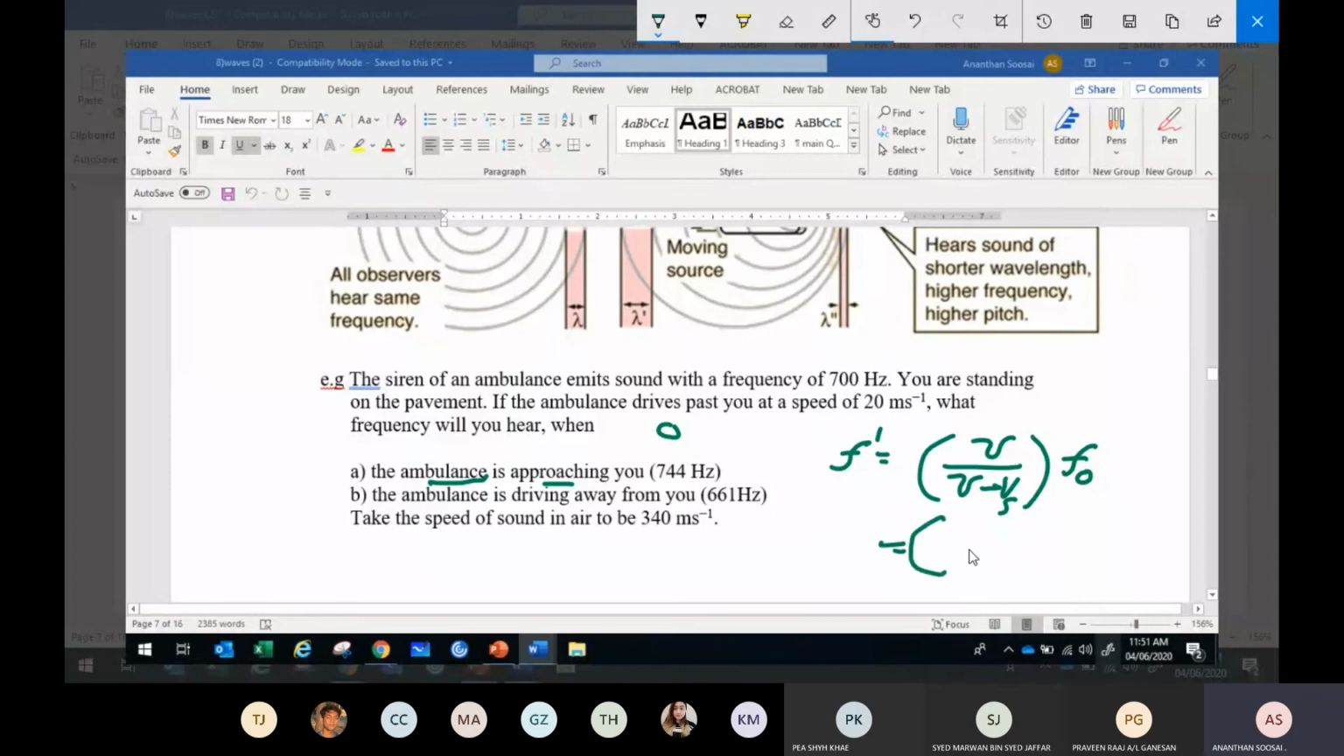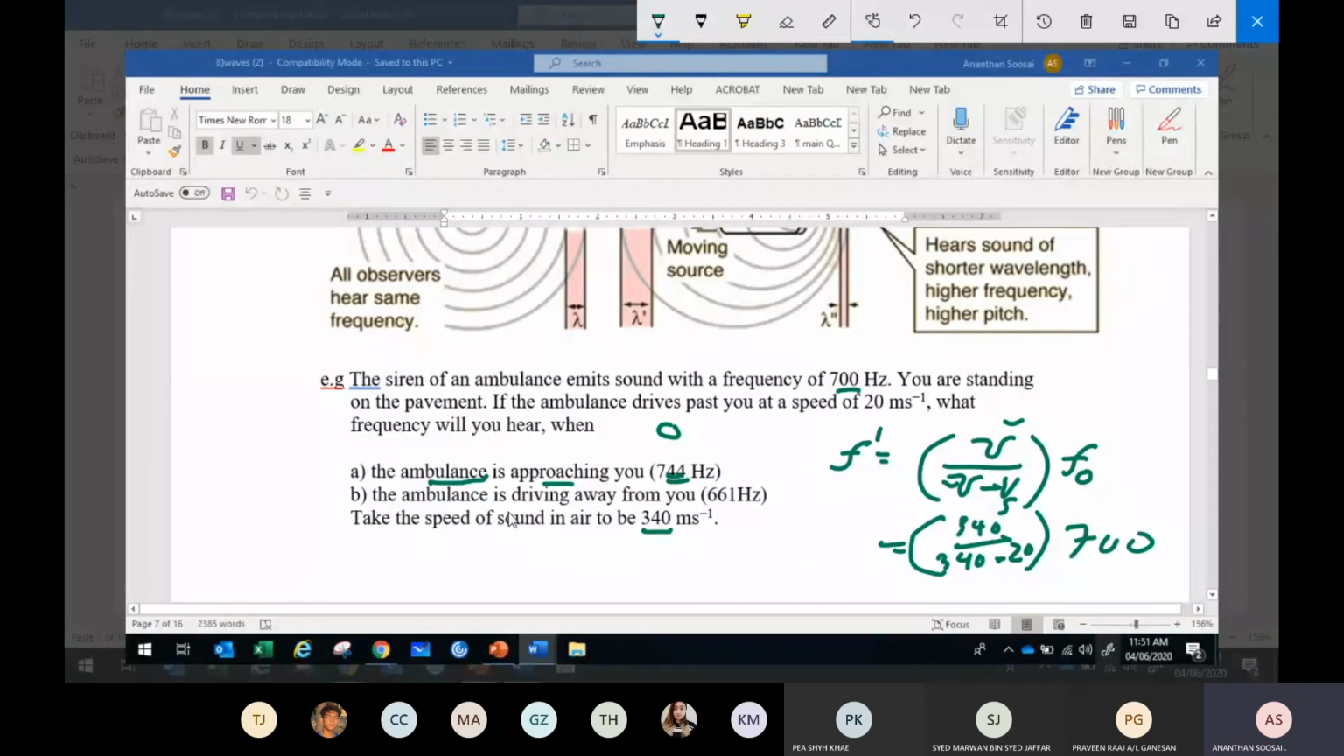So put in all your values. Remember, these two are speed of sound. Speed of sound should be given. Do they give the speed of sound? Oh, speed of sound is down there, 340. So here 340 should be minus the speed of source, which is 20, times the original frequency, which is 700. That will give you 744 hertz. The frequency rises to 744 hertz.